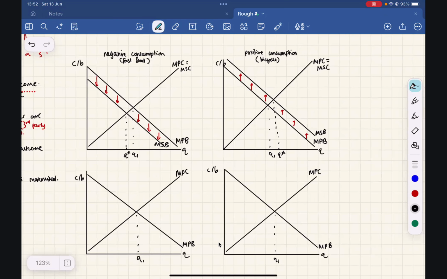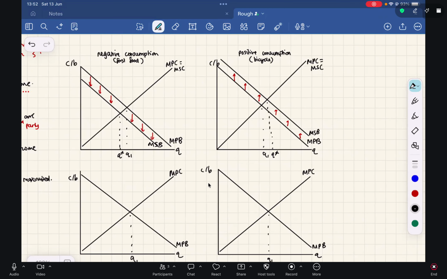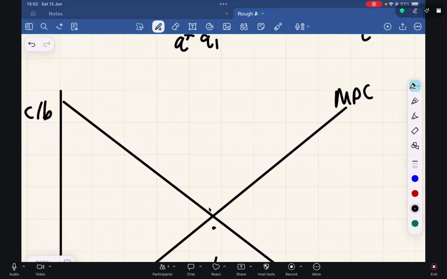Moving on then to, well, what do you think the last two types of externalities are? Would it be negative production? Yeah.